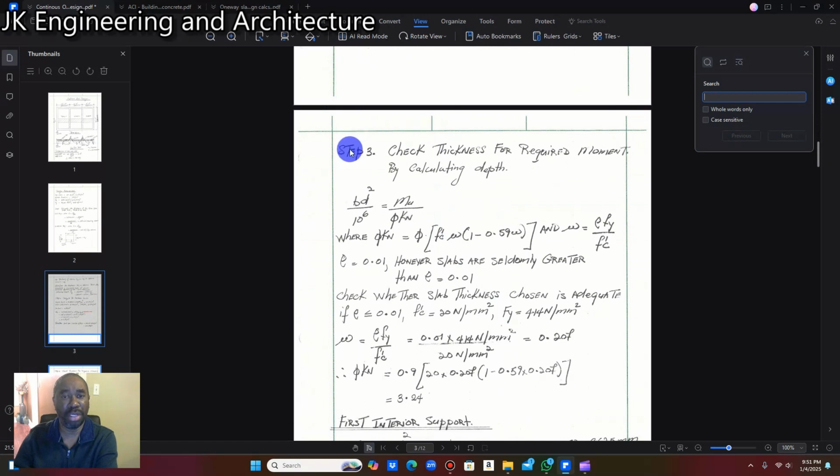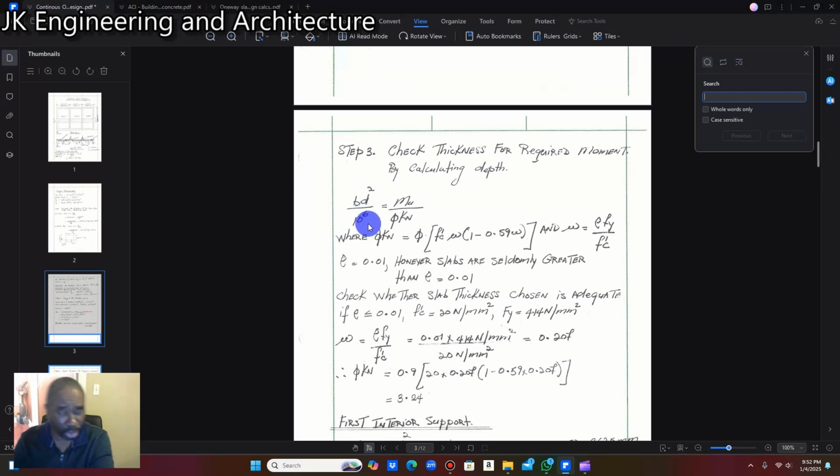So we can move to step number 3. Step number 3, we are going to check the thickness of the slab for moment. All right, so we're going to use this formula here, which is bd squared over 10 to the 6 equal to the ultimate moment over Rn. And so we have the breadth b, which is 1,000 millimeter, and d, we don't know d squared because we want to find that to see if the depth that we have chosen earlier is adequate for moment, right?